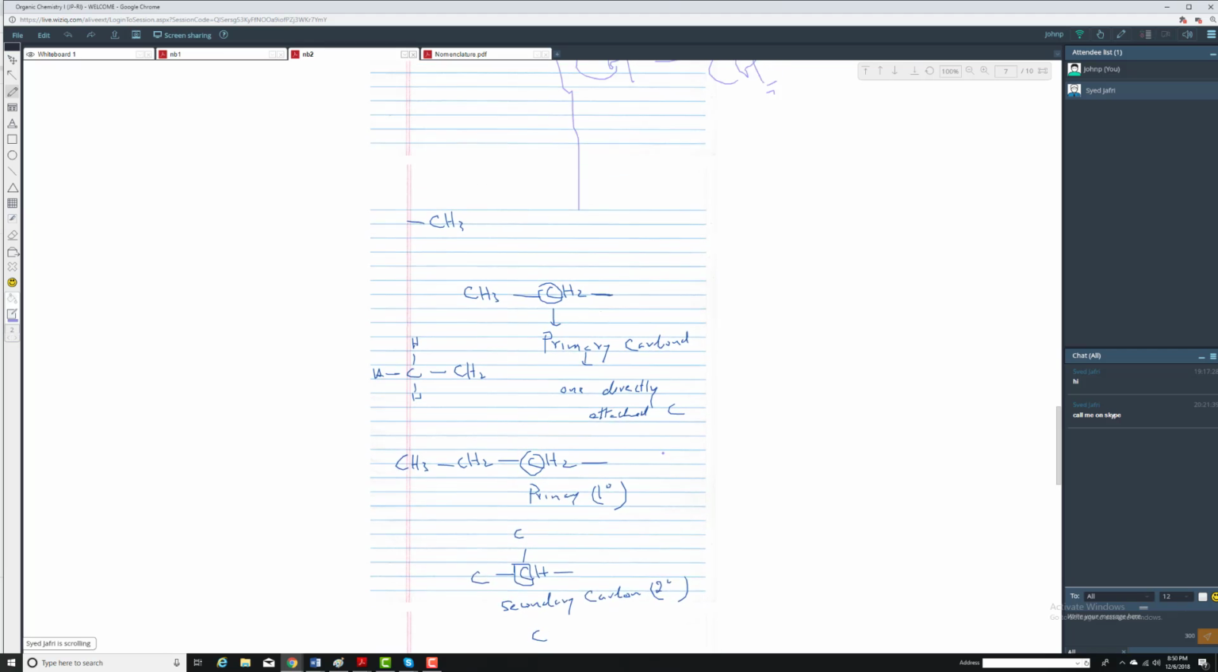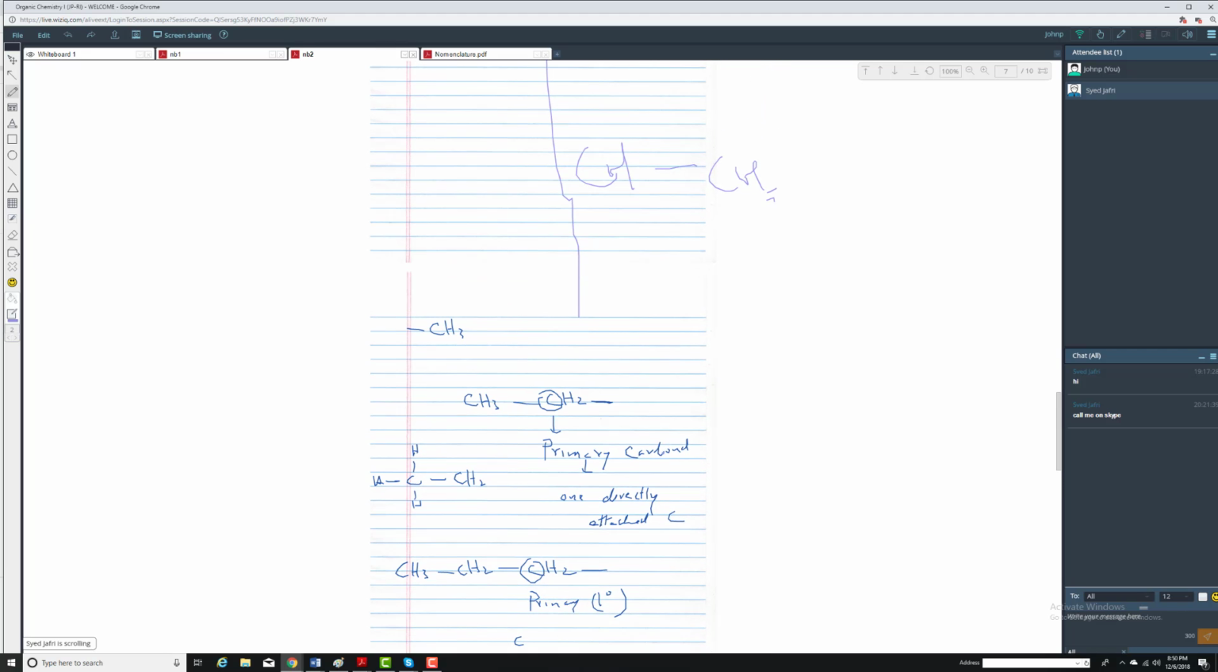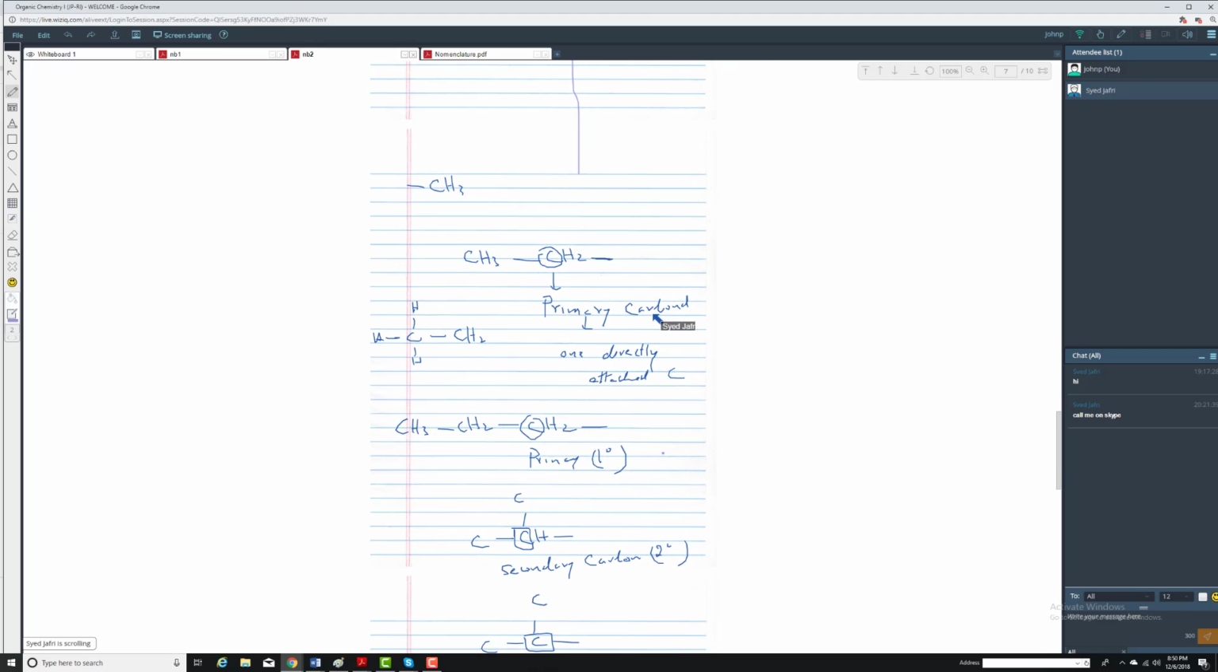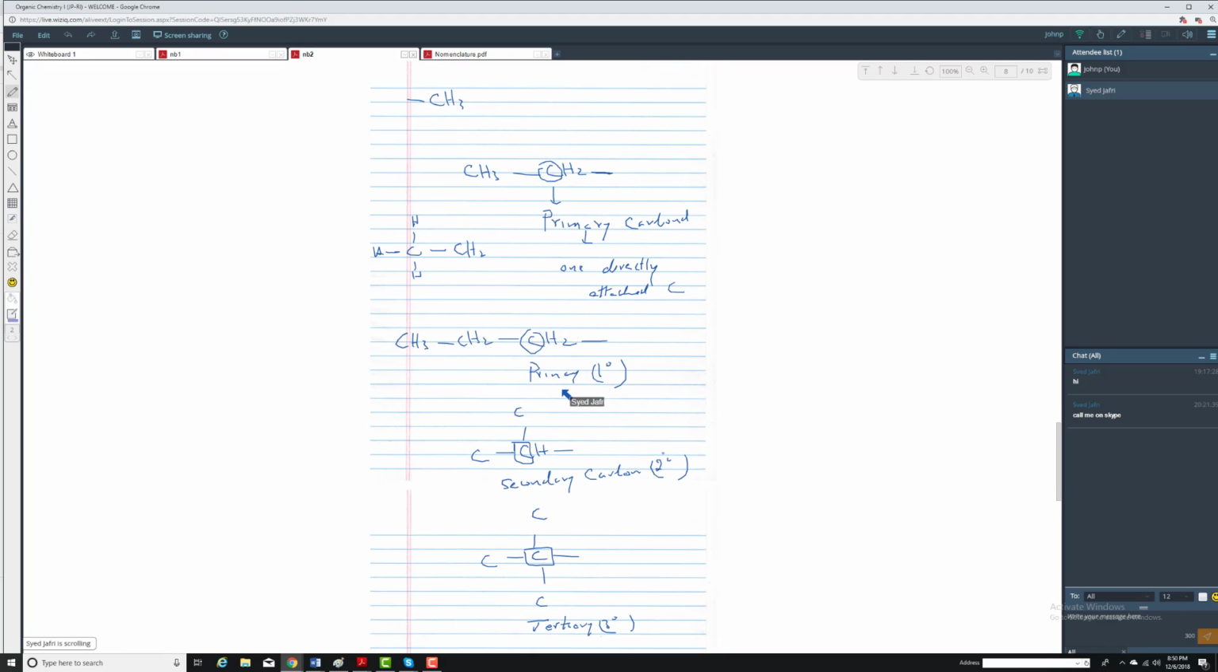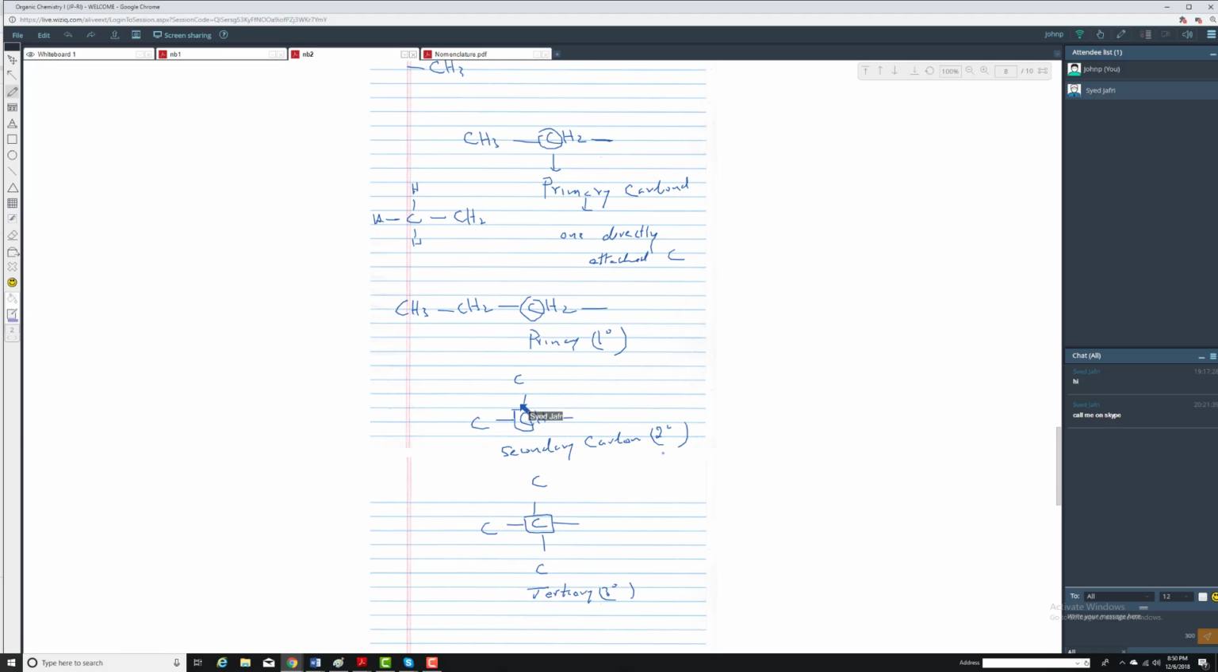Now look here. First let's start with the methyl. The free bond is here, am I right? This carbon has how many hydrogens? It's a methyl. This primary carbon has how many directly attached hydrogens? This carbon is also primary because it is directly attached with one carbon and with 2 hydrogens. This carbon is secondary because it is directly attached with 2 carbons.